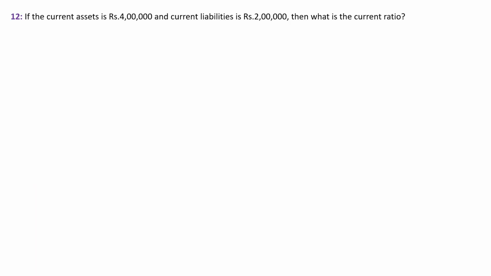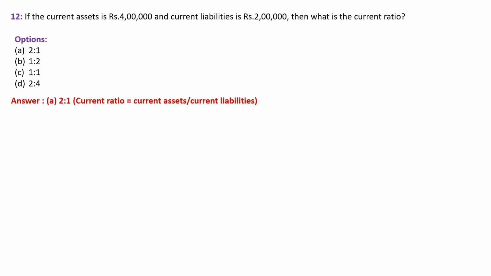Question number 12. If the current assets are rupees 4 lakh and the current liabilities are 2 lakhs, then what is the current ratio? So option A, 2 is to 1, option B, 1 is to 2, option C, 1 is to 1, option D, 2 is to 4. So what is the correct answer here? It's A, 2 is to 1, because the current ratio formula is current assets divided by current liabilities. Here the current assets are 4 lakh divided by 2 lakhs. So the answer is 2 is to 1.